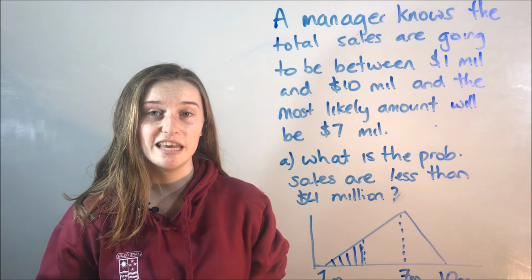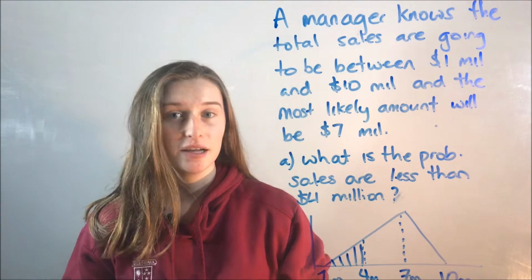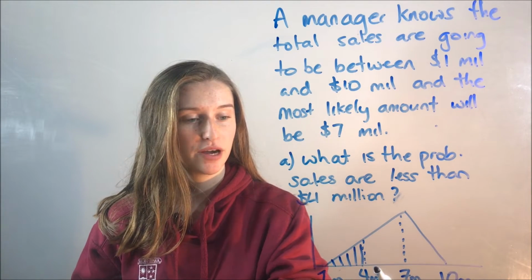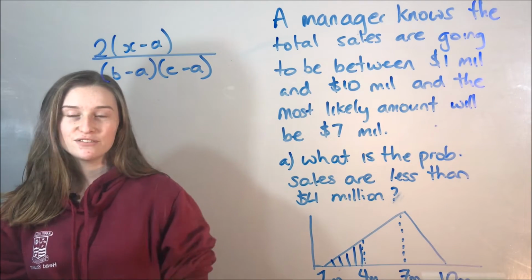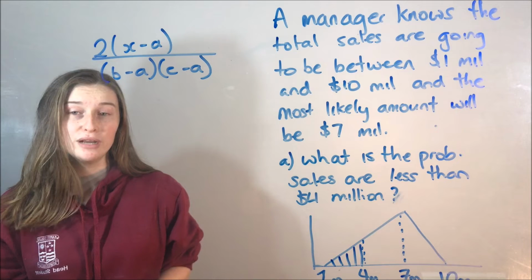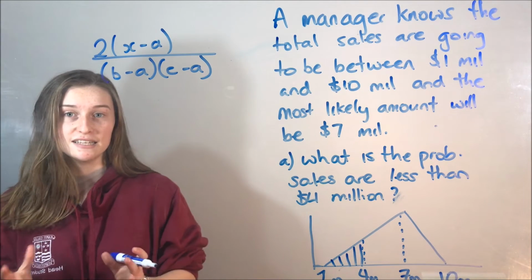In order to find the area of the triangle, we need to know the base times height. The base we can see is 3 wide, and we need to work out the height. We are given this formula on the formula sheet. So what we need to do is put in the numbers from our example into this formula.